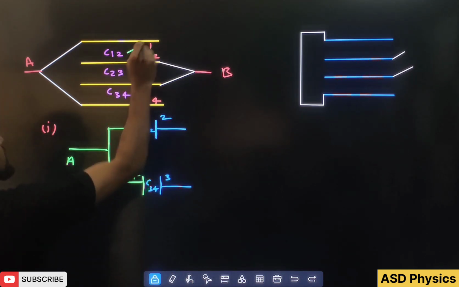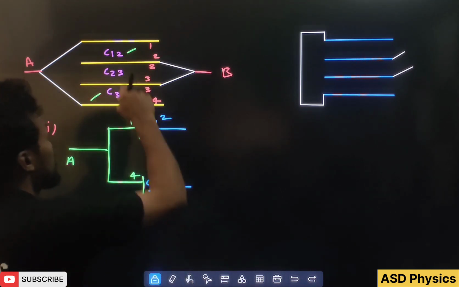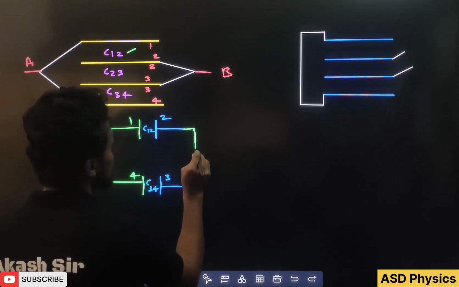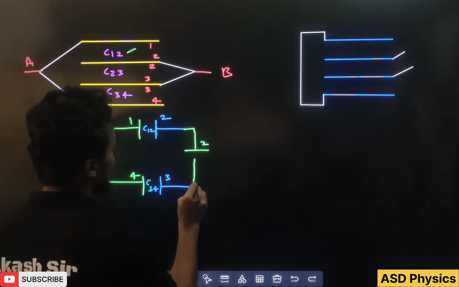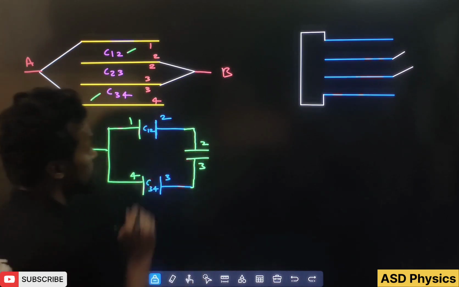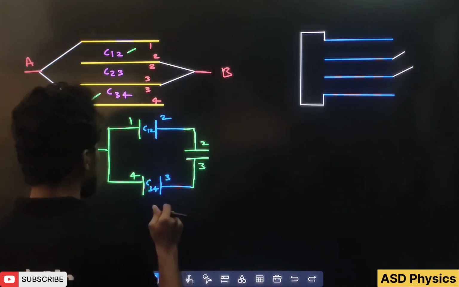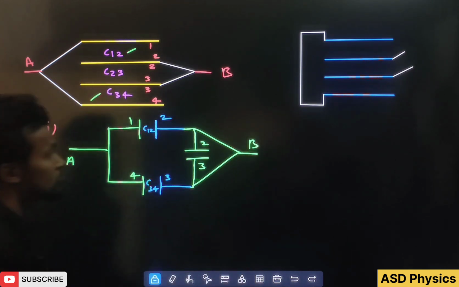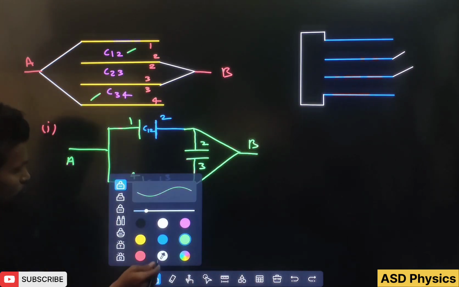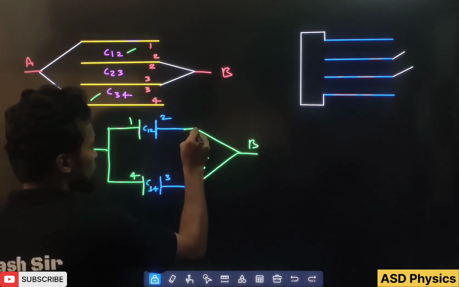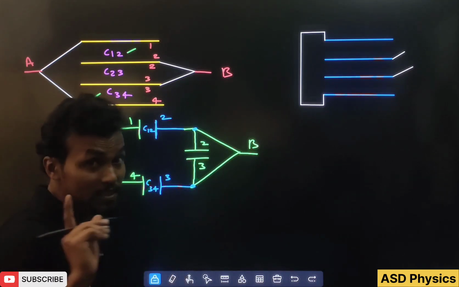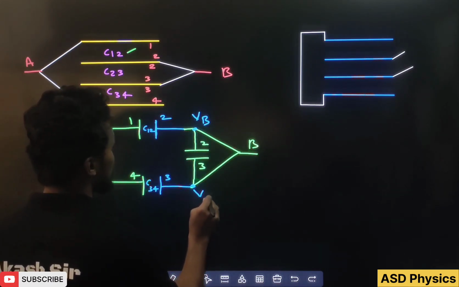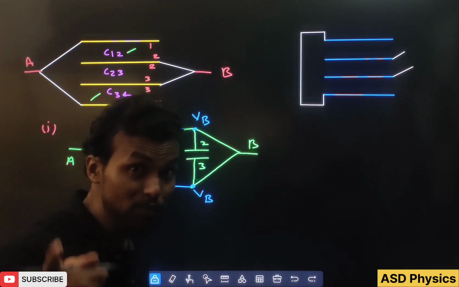We have made this capacitor. Now this capacitor is between which and which? 2 and 3. From 2 one plate will come, and from 3 also one plate will come, and this 2 3 is connected to the terminal like this. So this kind of situation is there. Here you can see this one and this terminal have the same potential. For example, if here the potential is VB and here the potential is VB, what is the potential difference?